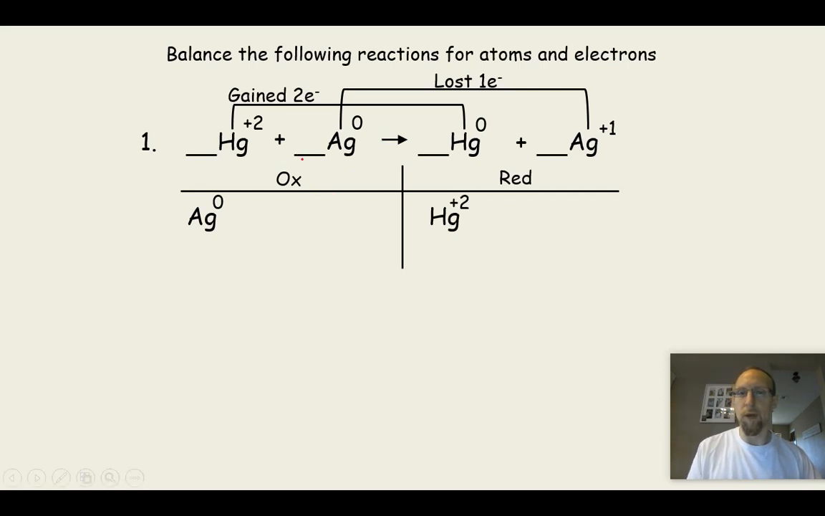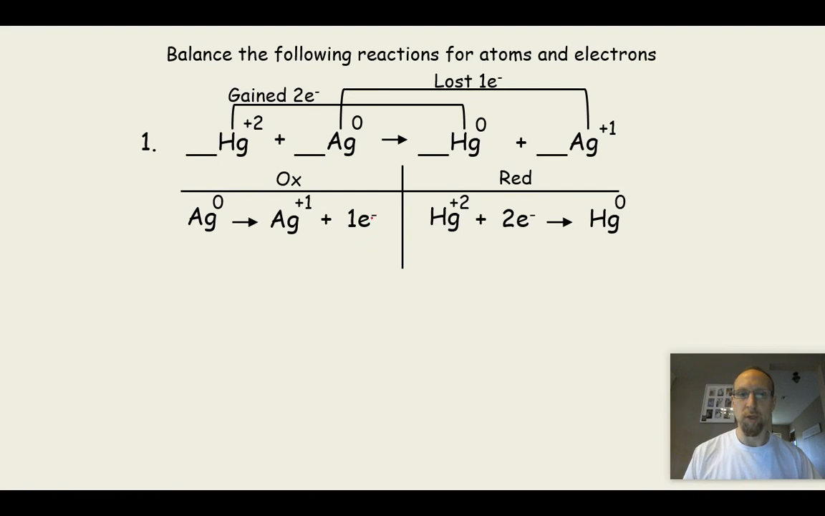And then we got to write our half reactions. So Ag0 is becoming Ag plus 1 by losing 1 electron. So the electrons are leaving. They're exiting the equation, going on the right-hand side always. And then for our reduction, Hg plus 2 is gaining 2 electrons to become Hg0. So those are our half reactions that are taking place in this reaction.